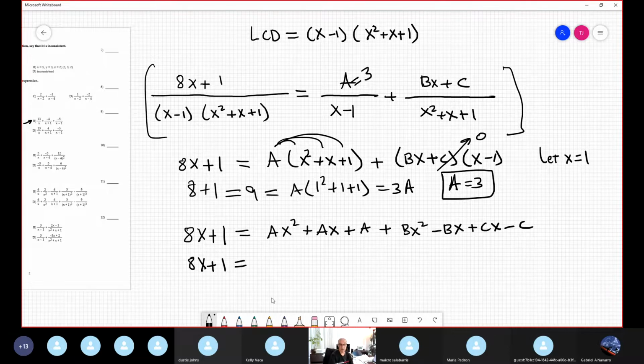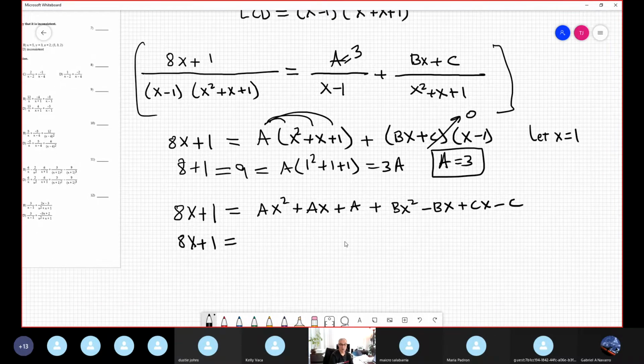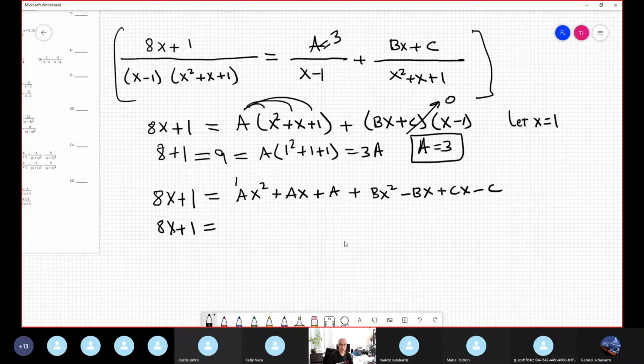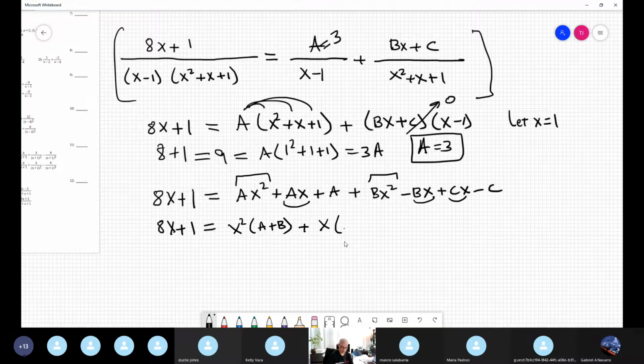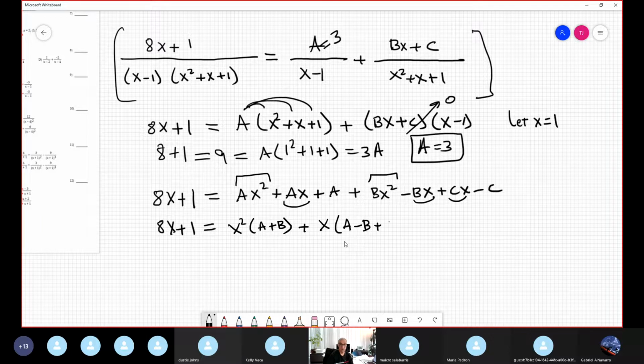And you now combine like terms. Who is like? Like terms contain the same exponent. These and these together. You factor out, for example, x squared: A plus B. Who else is like? This and this, which is x. So we have A minus B plus C. Who else? In the last is the term that does not contain x, in this case A minus C, something like that.